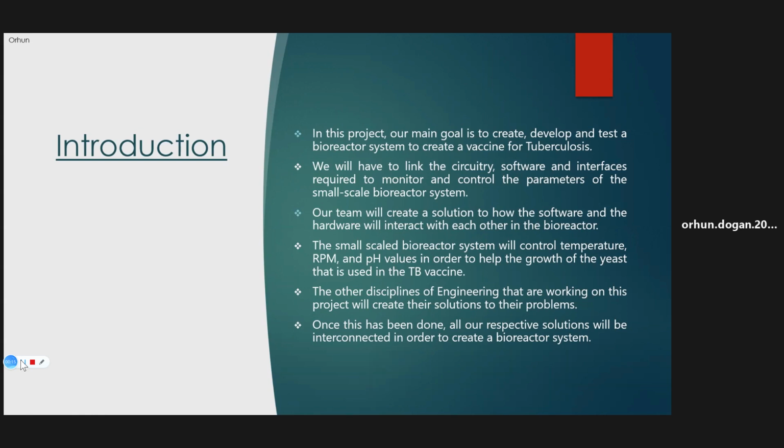Our bioreactor system is divided into three subsystems for controlling temperature, RPM, and pH in order to help the growth of the yeast that will be used in TB vaccine. The system will monitor and control these values.